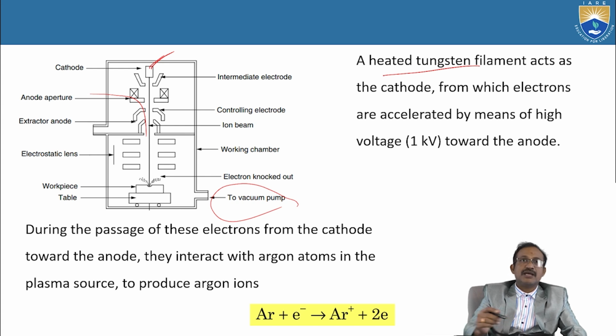During the passage of these electrons from the cathode toward the anode, they interact with argon atoms in the plasma source to produce argon ions. See this governing equation: Ar plus electrons gives Ar plus plus 2e. So here argon ions will be produced with this equation.